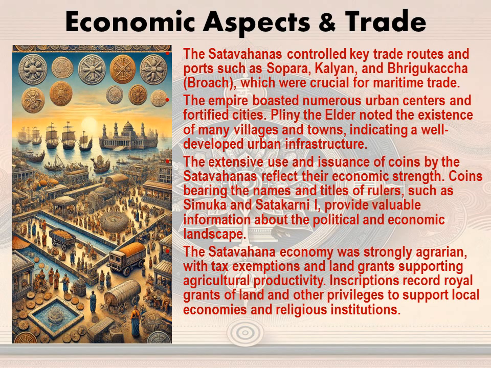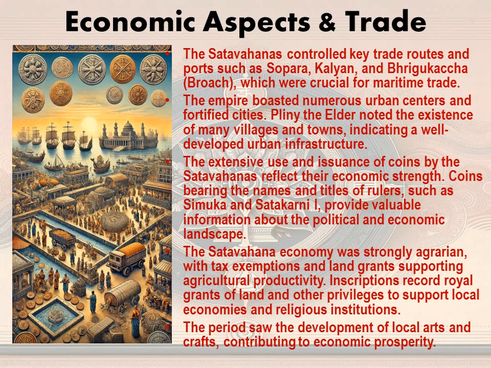The Satavahana economy was strongly agrarian, meaning they depended mainly on agricultural products, with tax exemptions and land grants supporting agricultural productivity. The inscriptions record royal grants of land and other privileges to support local economies and religious institutions. So the king was very much involved in the agricultural system of his empire. This period saw the development of local arts and crafts contributing to economic prosperity. So, this was the time when not only trade developed but also local arts and crafts.